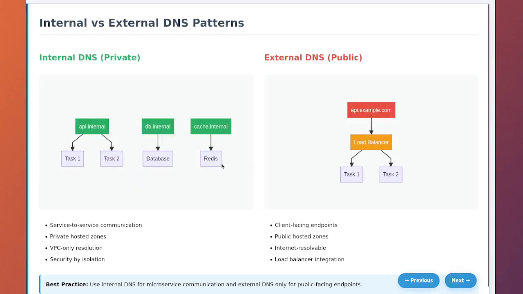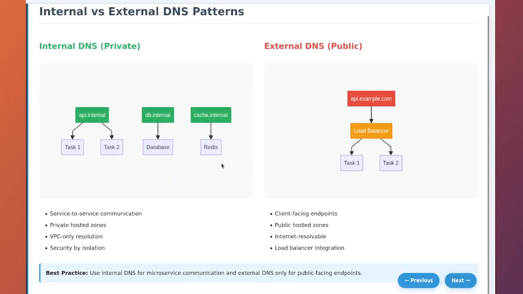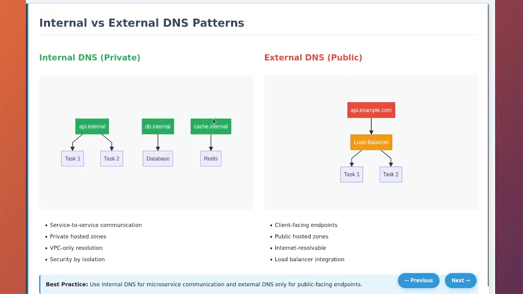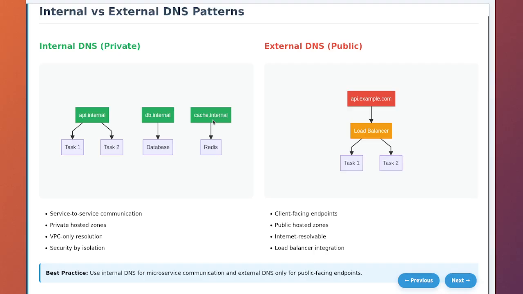Internal versus external DNS patterns. Understanding the difference between internal and external DNS patterns is crucial for designing secure, scalable applications. Internal DNS, shown on the left, uses private hosted zones within your VPC, with services like API, internal, and database. Internal names are only resolvable within your private network. This is perfect for microservice communication.